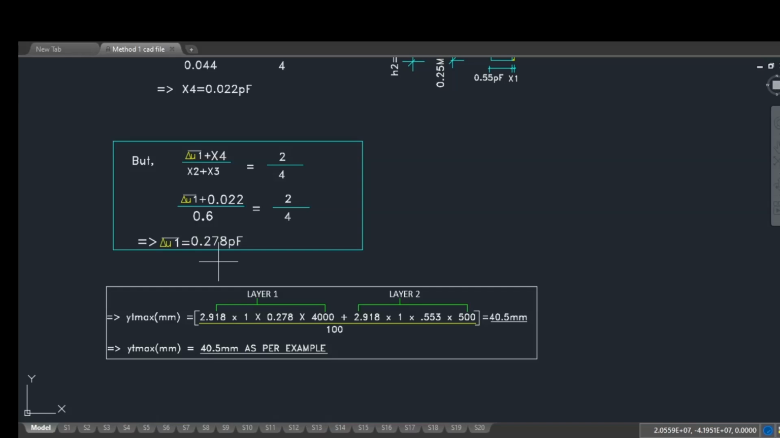We then take all of these values along with the soil shrinkage index and work out ytmax, and we will get a value of 40.5 millimeters, which is exactly the same answer as the example that was given to us in the code. So in the next video we will discuss method 2, which is the area method, and it's so much easier and simpler than this method.